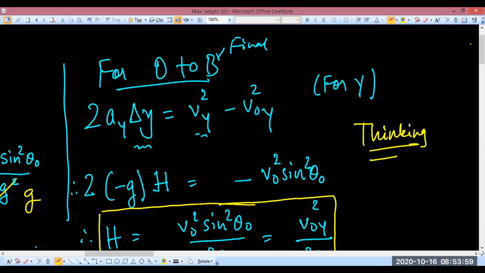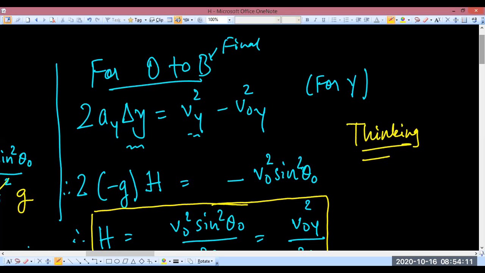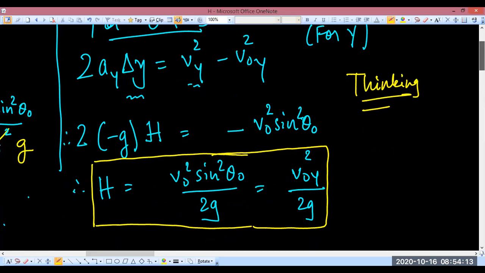The first one is not that hard, that's true sir, but it's long, right? I'm sure you'll agree with me, it is long. Second is very short. Okay, all right, so that's it, right? This is for maximum height.